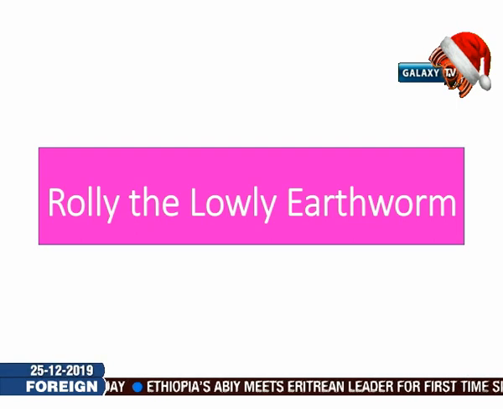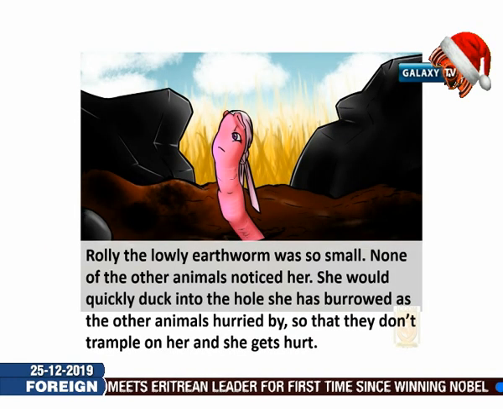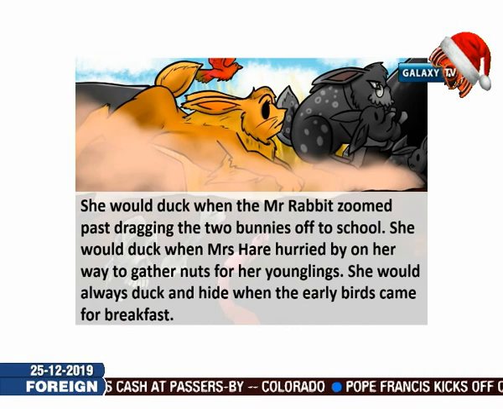Rolly the Lowly Earthworm. Rolly the Lowly Earthworm was so small, none of the other animals noticed her. She would quickly duck into the hole she had burrowed as the other animals hurried by, so that they don't trample on her and she gets hurt. She would duck when Mr. Rabbit zoomed past, dragging the two bunnies off to school. She would duck when Mrs. Hare hurried by on her way to gather nuts for her younglings. She would always duck and hide when the early birds came for breakfast.